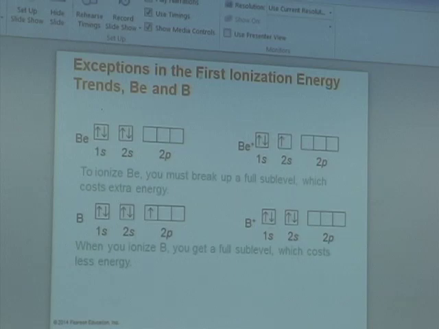So the trend in the first ionization energy: to ionize beryllium, you must break up a full sublevel, which costs a lot of energy. So we hardly ever see ions such as Be+ in our calculations. When we ionize boron, we get a full sublevel, which costs less energy because boron was 5, so B+.